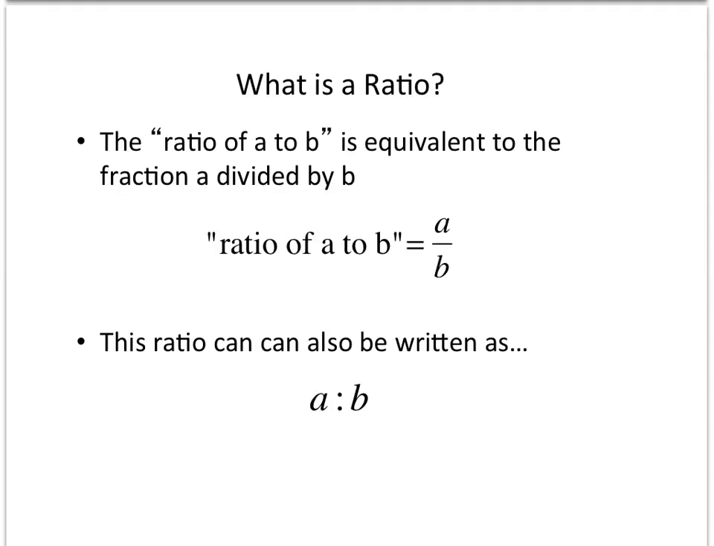So first we see a ratio is, or in other words, the ratio of A to B is equivalent to a fraction where A is being divided by B. So I can see here, if I say the ratio of one thing A to a second thing B, that's really saying the first thing A is being divided by the second thing B. We can also see that this ratio can be written as A colon B, which is just another way of saying the ratio of A to B.